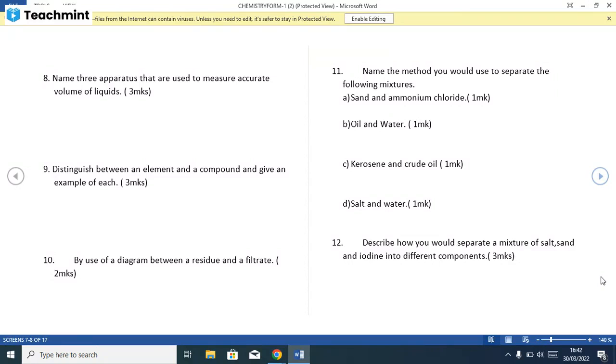Can we say that elements are made of one? It's a pure substance, so it's made up of one substance. While a compound is made up of two or more substances. So an element is a pure substance, so it is one thing. But a compound is impure: two or more substances chemically combined.